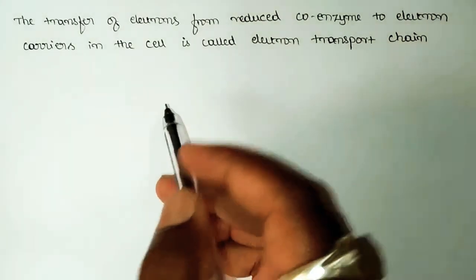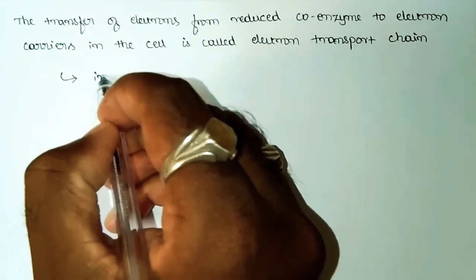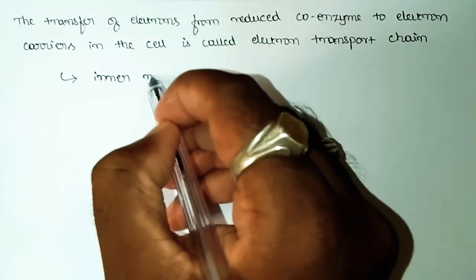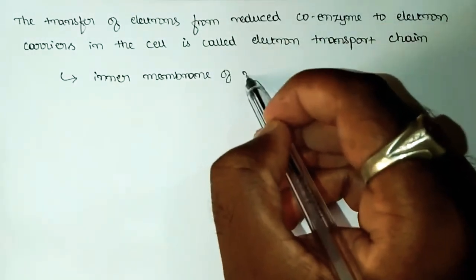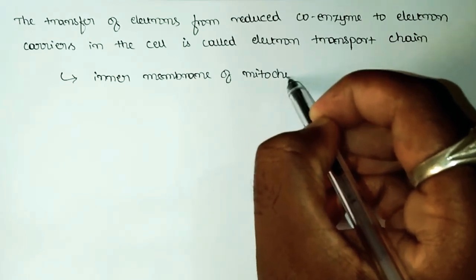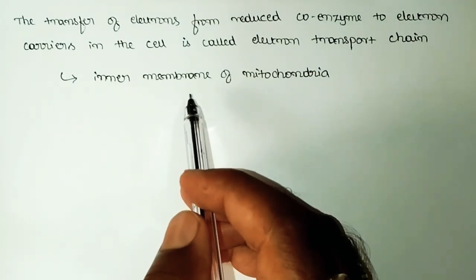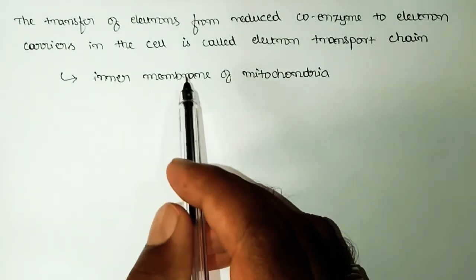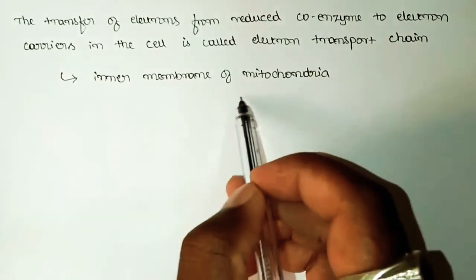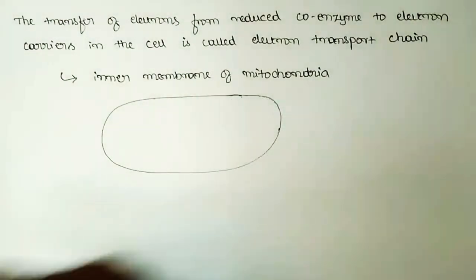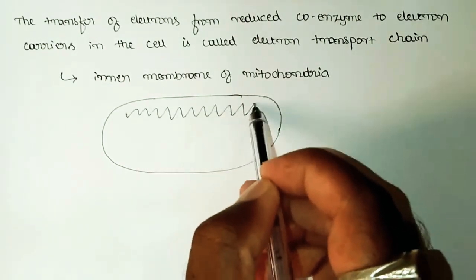This electron transport chain occurs in the inner membrane of the mitochondria. The site of the electron transport chain in a cell is the inner membrane of the mitochondria, which provides the provision for electron transport. If you consider the structure of the mitochondria, this is the outer membrane, and inside the mitochondria there will be a structure like this.